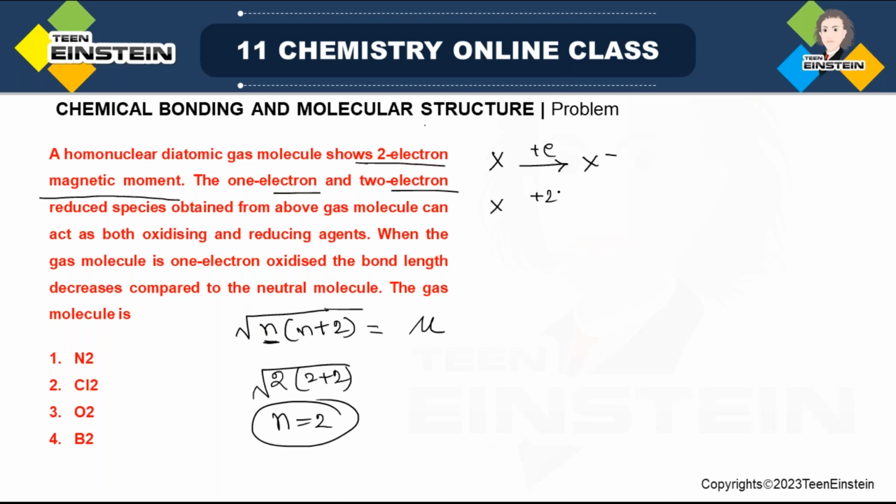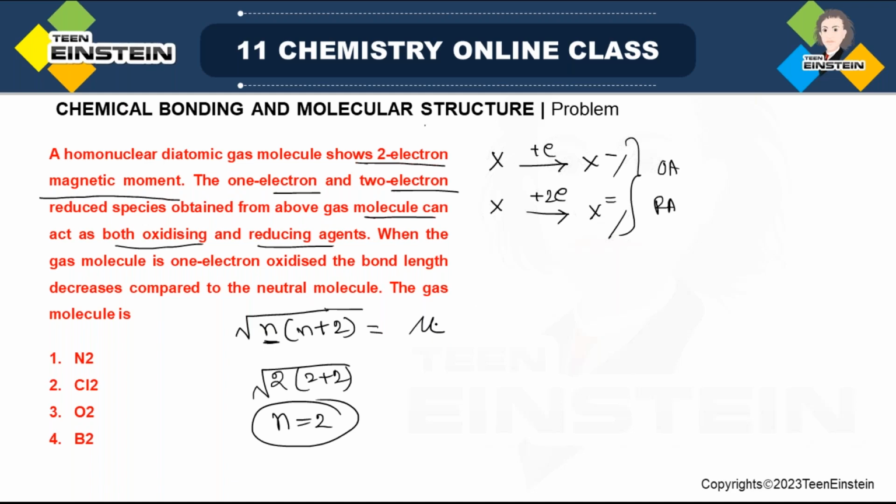When it is gaining 2 electrons, it will be converted to X2 minus. So this 1-electron and 2-electron reduced species, we do not know what species, is obtained from the above gas molecules. Basically, you can see all these are gas molecules. They can act as both oxidizing and reducing agents. So these two species can be an oxidizing agent or a reducing agent. That is the second information.